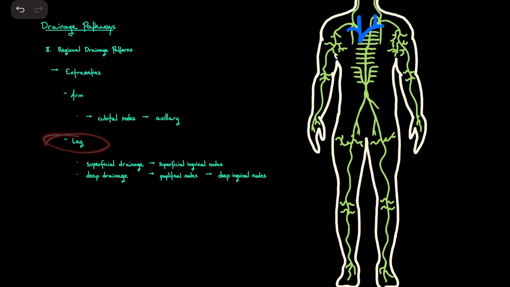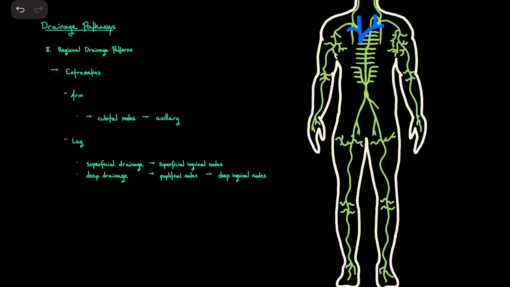For the leg, we have popliteal nodes, and those typically drain into the inguinal nodes. Inguinal nodes will drain into either external iliacs or internal iliacs, maybe some lumbar here, but we're ultimately getting to that cisterna chyli, that central pit in the abdomen.